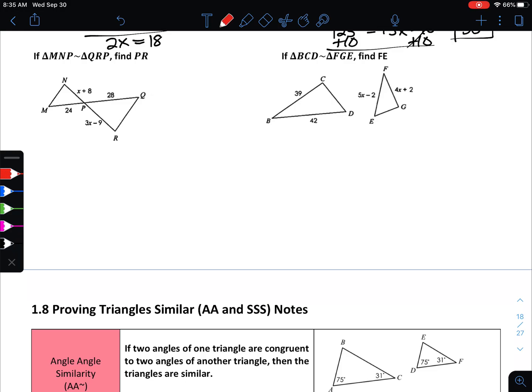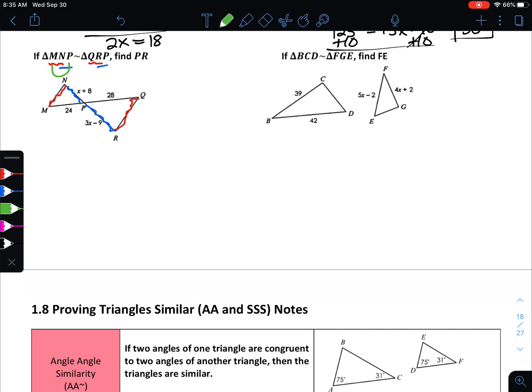All right. So we've got MNP is similar to QRP. So first off, we know that MN and QR match up with each other. Unfortunately, that doesn't give us any information to set up our proportion. So let's go on to the next side. We've got NP matches with RP. So NP, RP, hey, we've got a couple sides that match.